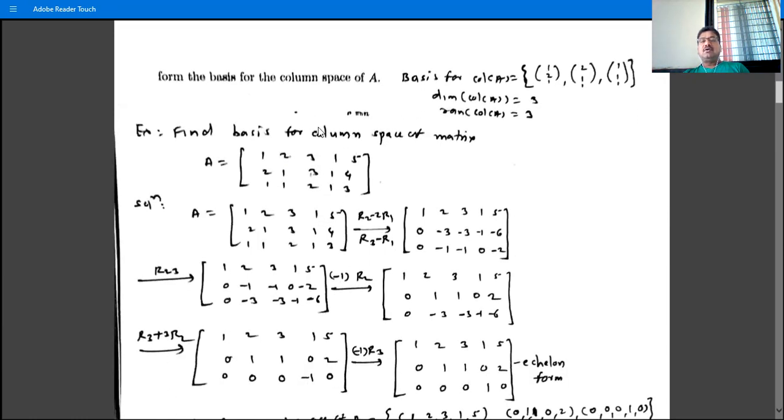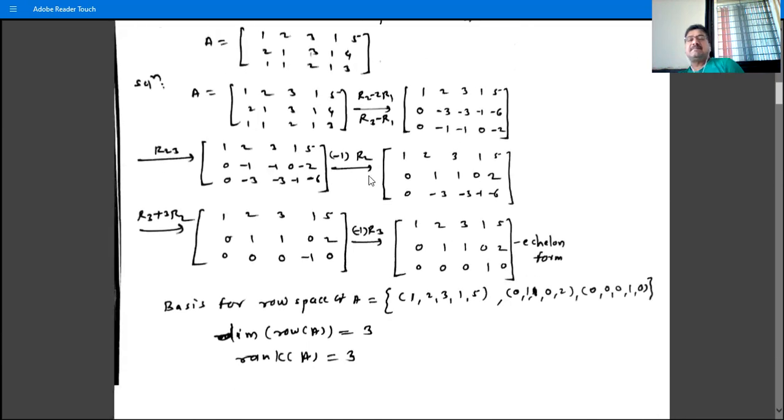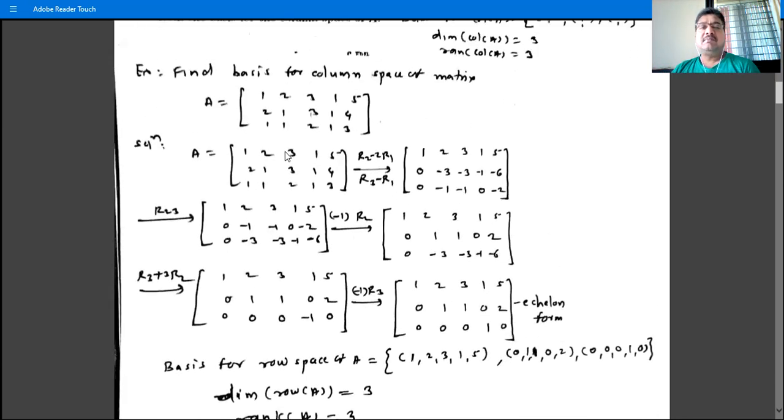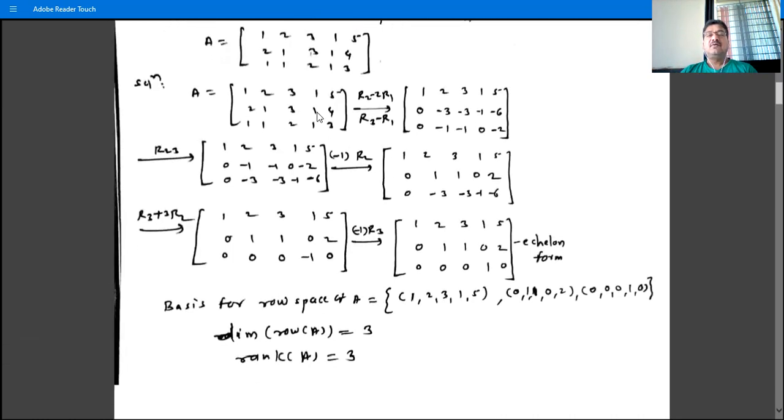So we have to reduce the matrix to echelon form. Right here, write the example: find the basis for the row space of matrix A. In order to find it, we have to reduce this matrix to echelon form. So what is the procedure? We have to reduce these two elements to 0. So R2 minus 2 R1, R3 minus R1. We have this matrix.